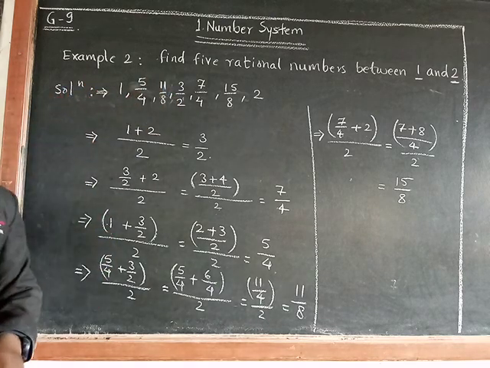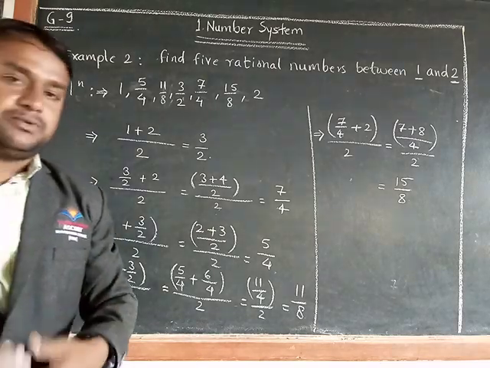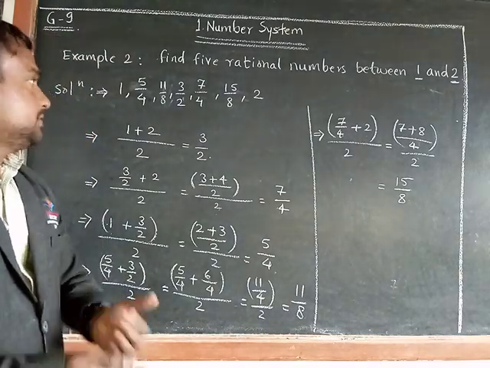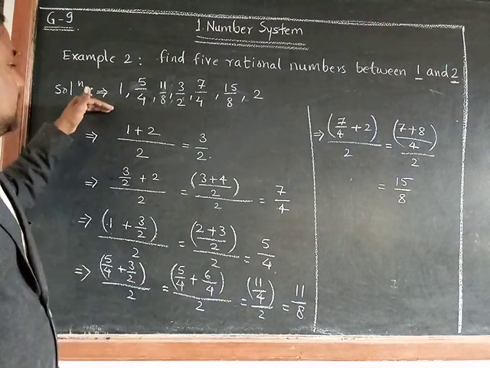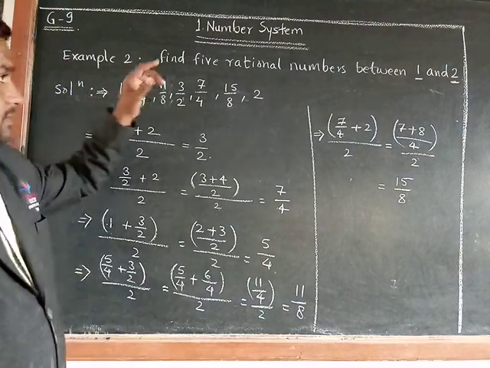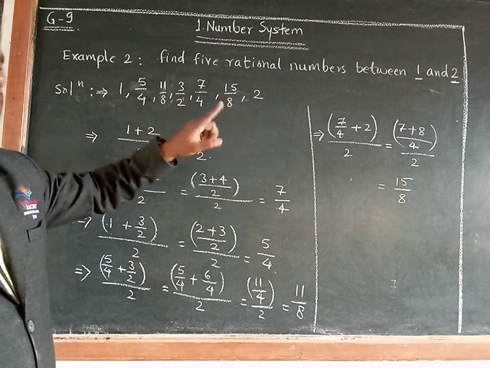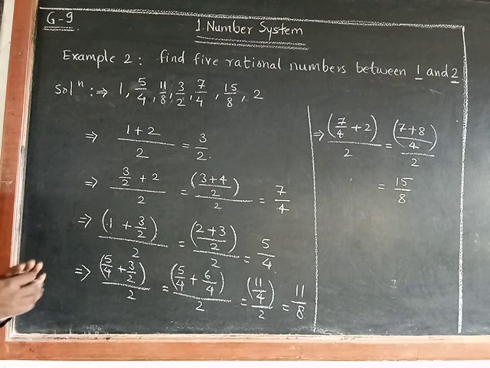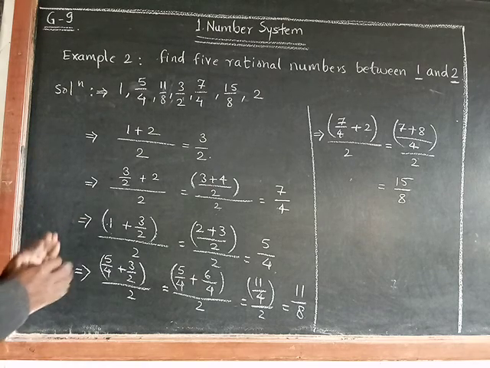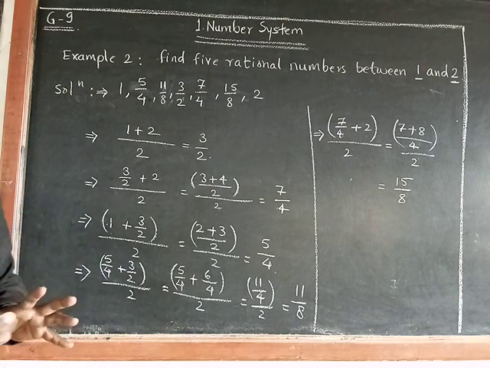But I hope the second method is very much easier for us. So now again we can find rational numbers between 1 and 2 by another method. So that is your first method. Write it down, and if you have any query then ask me.